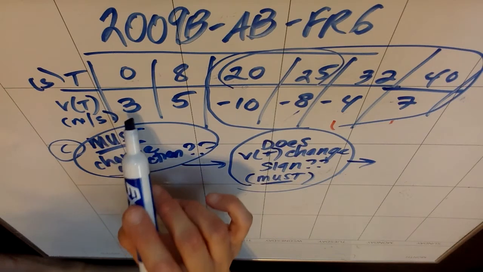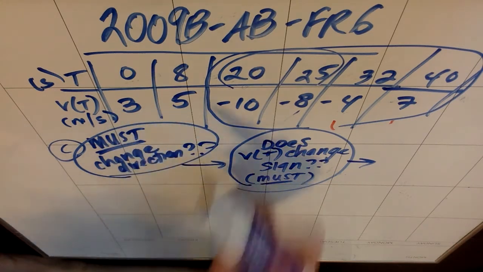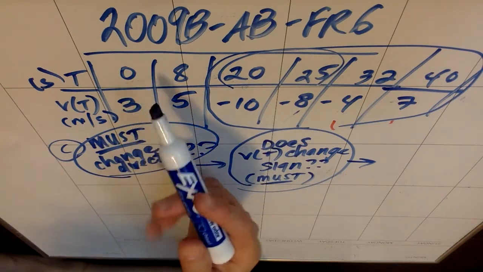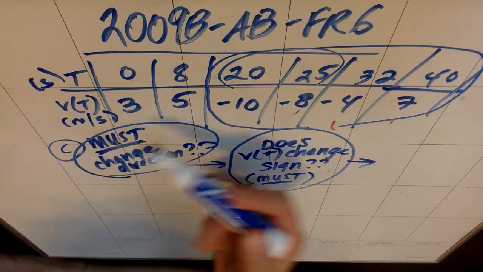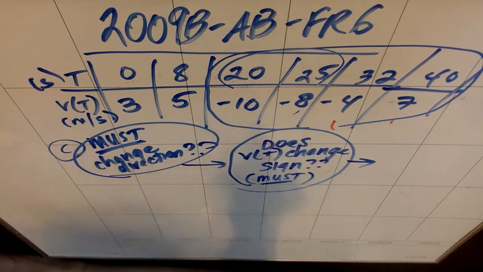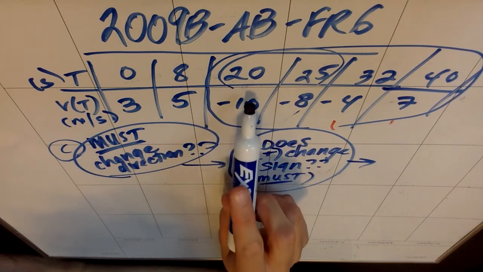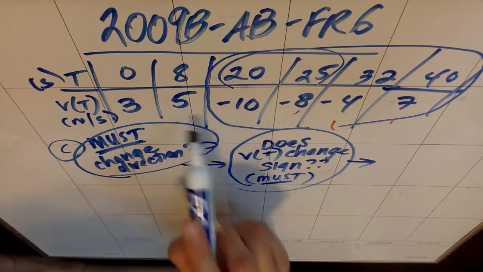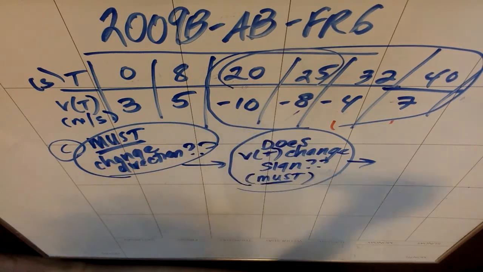v at 0 is 3, and then becomes 5. Now, technically, velocity could change sign from 0 to 8. It's quite possible. Maybe somewhere in that window, my velocity went negative and came back positive, and that's totally doable. But it doesn't have to. However, when you look at the window from 8 to 20, the velocity at 8 was positive and the velocity at 20 was negative. There's no way that you change from positive to negative without changing sign.